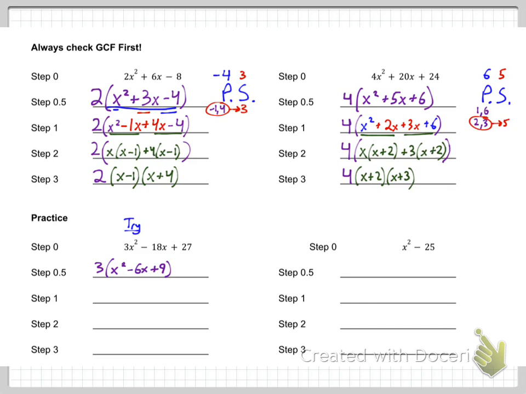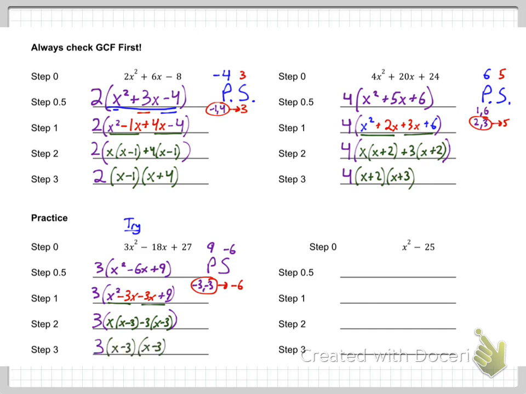Okay, let me do this for you now that you tried it. 3 times x squared minus 6x plus 9. Product sum, negative 3 and negative 3. Multiply to 9 and add to negative 6. So I'm going to split negative 6 into negative 3x and negative 3x. When you GCF, there you go. And last step, you write down the 2 factors.